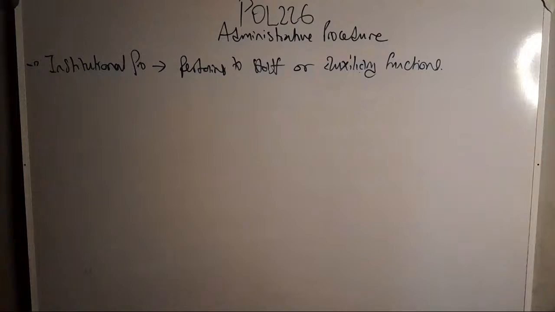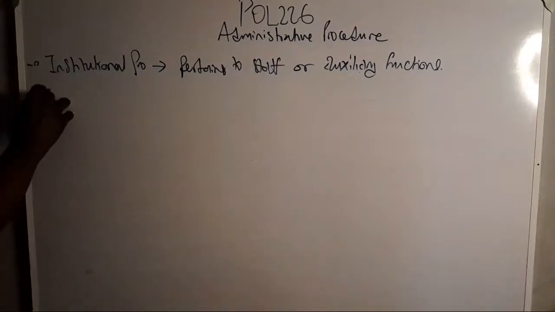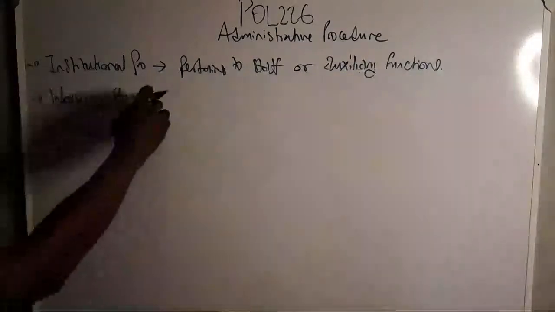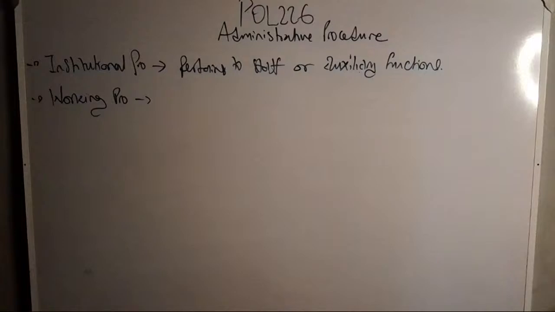Okay, so now still on the types of procedure, we've talked about the institutional. Then the next one, which is working procedure. Under working procedure, we're talking about accomplishing an agency's particular objective. This is where goal orientation comes in.